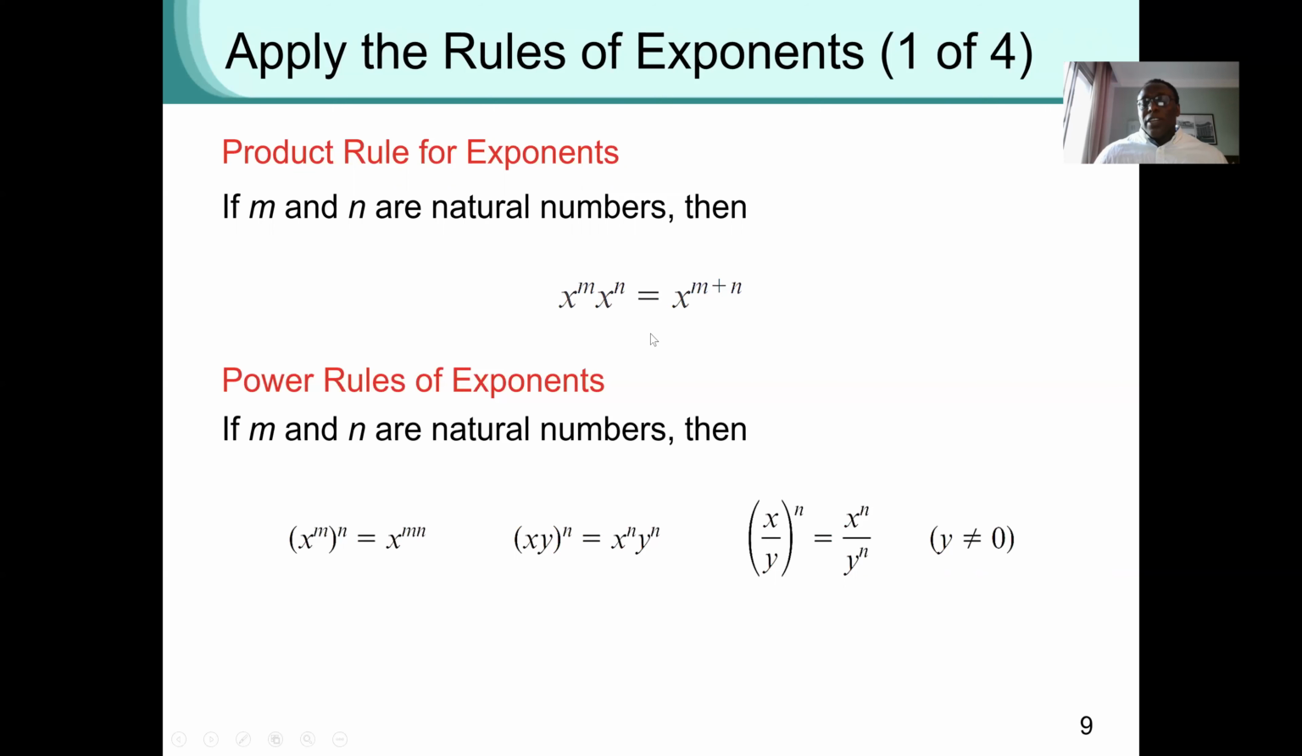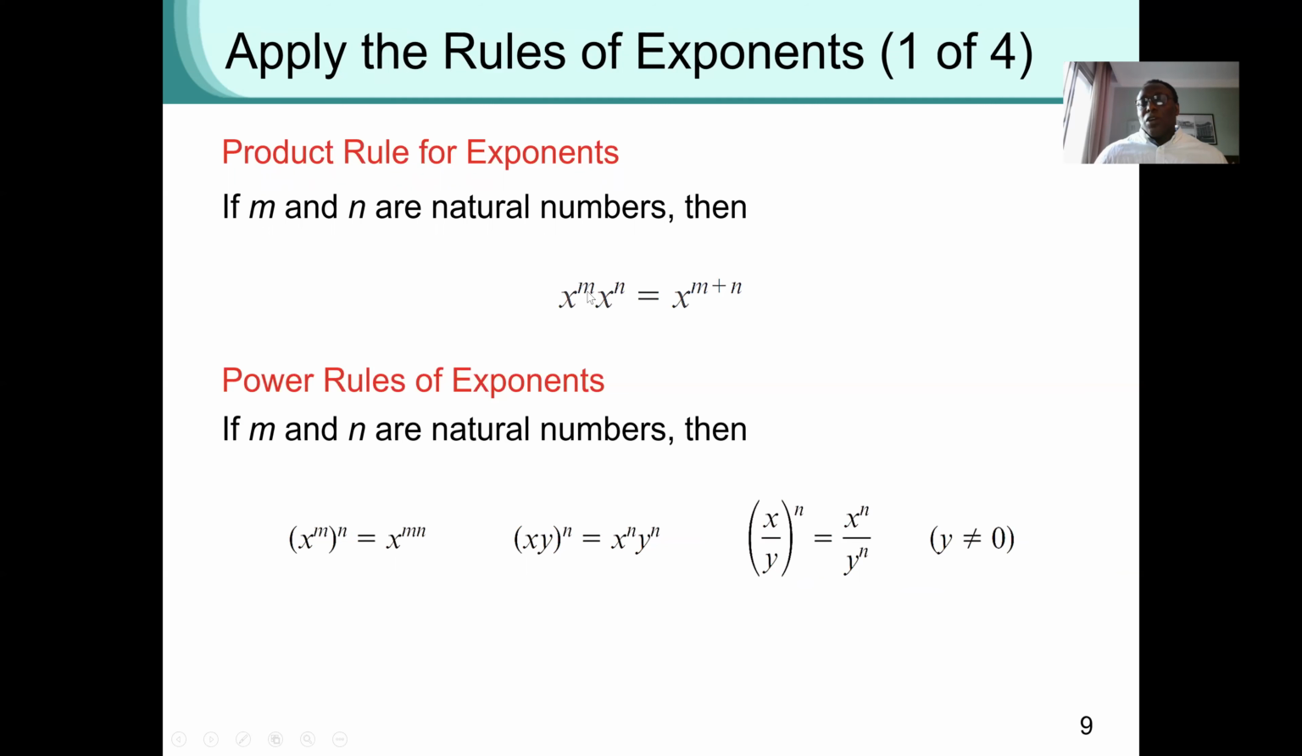What this means is that if the base is the same, so here we have x and x, the base is the same, and they are multiplying, then we add the exponents. It can be more than 2 terms. For example, I can have x to the power m times x to the power n times x to the power w. Now, all 3 have the same base. So the power will be m plus n plus w.